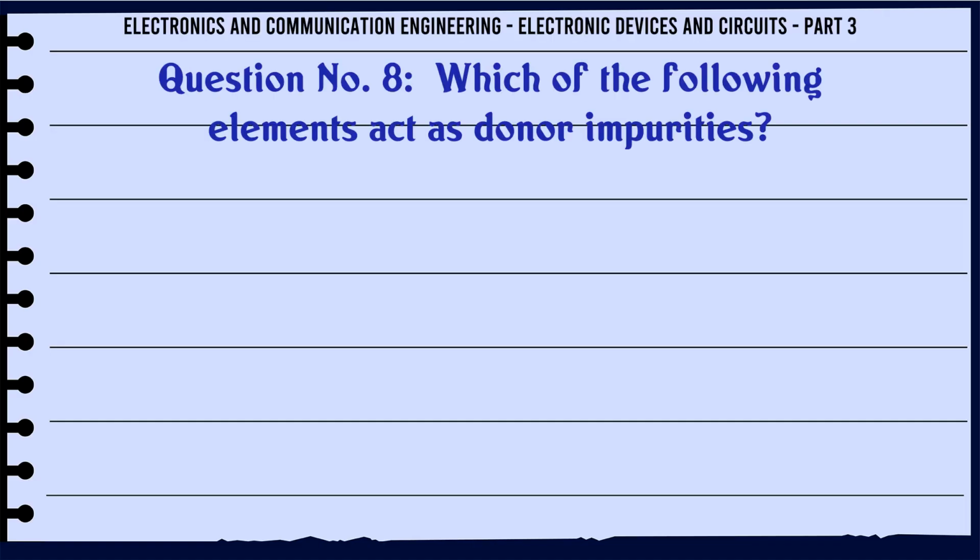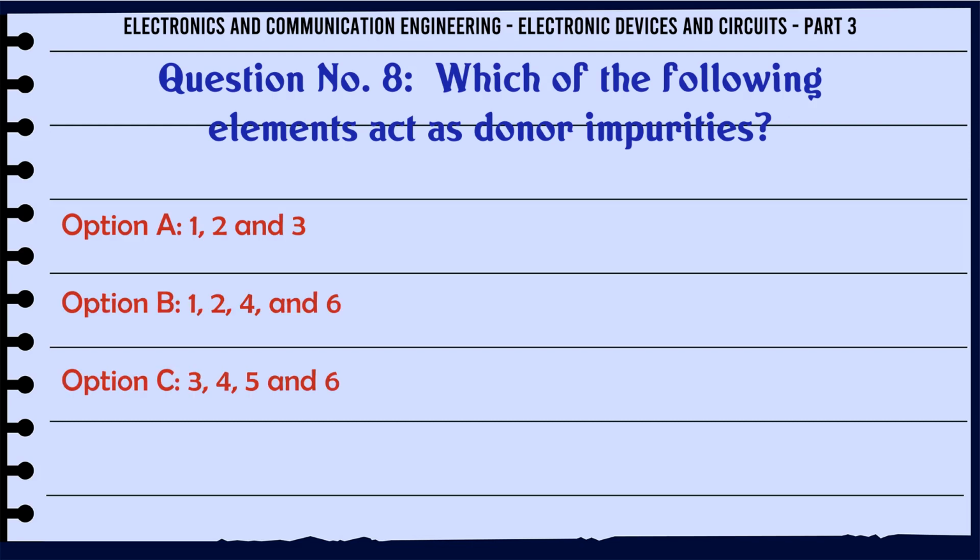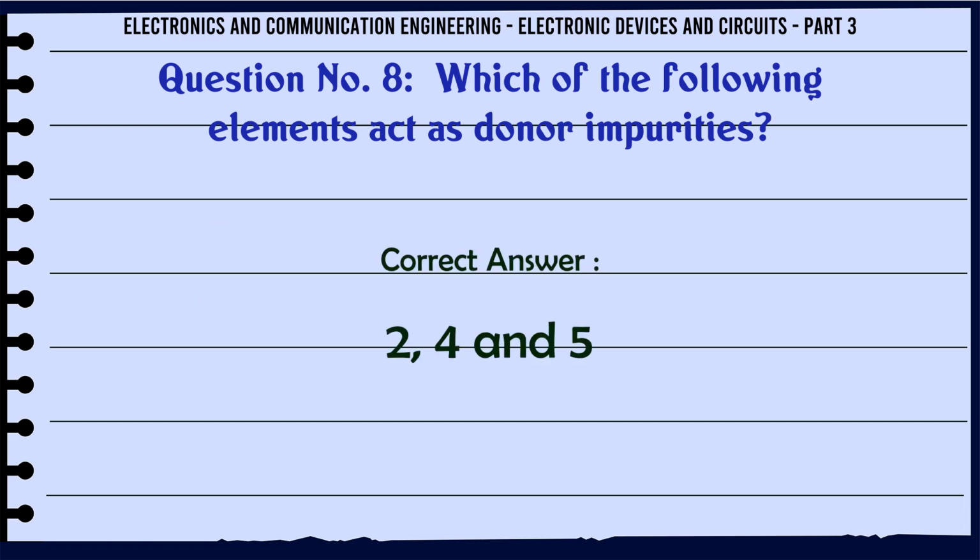Which of the following elements act as donor impurities? A. 1, 2 and 3, B. 1, 2, 4 and 6, C. 3, 4, 5 and 6, D. 2, 4 and 5. The correct answer is 2, 4 and 5.